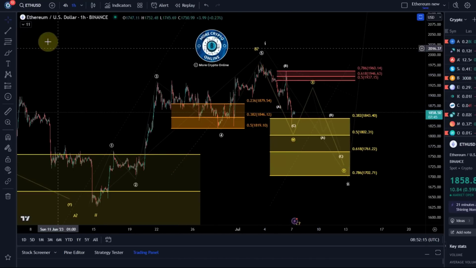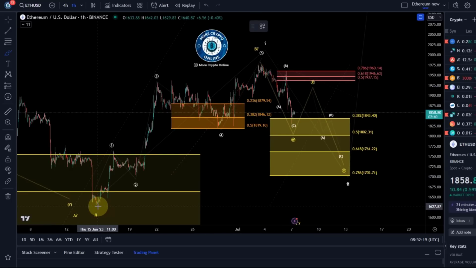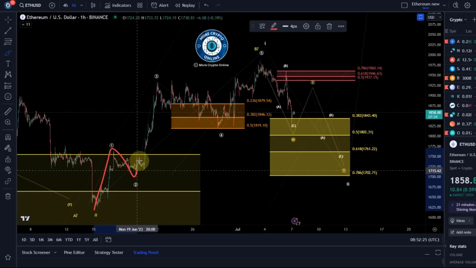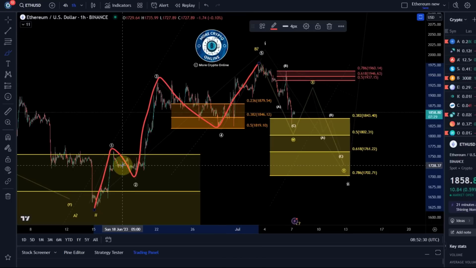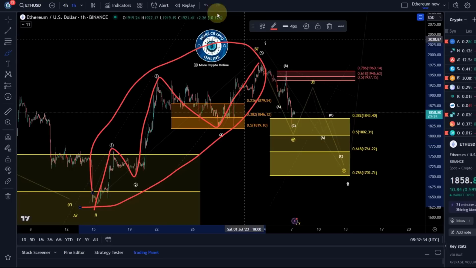I'm currently exploring the following idea on the Ethereum chart. The idea that on the 15th of June, a larger wave 2 finished. We moved up in a wave 1, came down in 2, moved up in 3, came down in 4, and the last leg up in a wave 5. A larger diagonal structure in a wave 1.